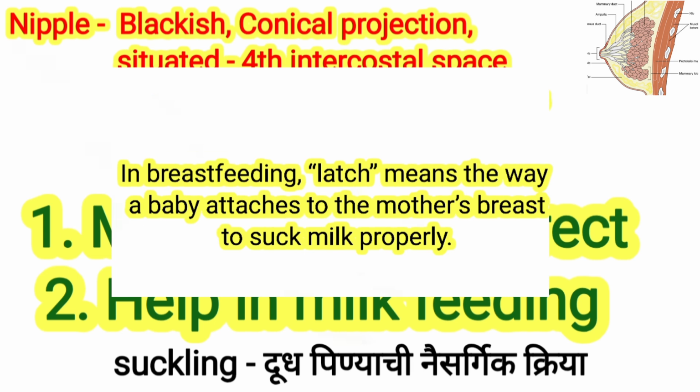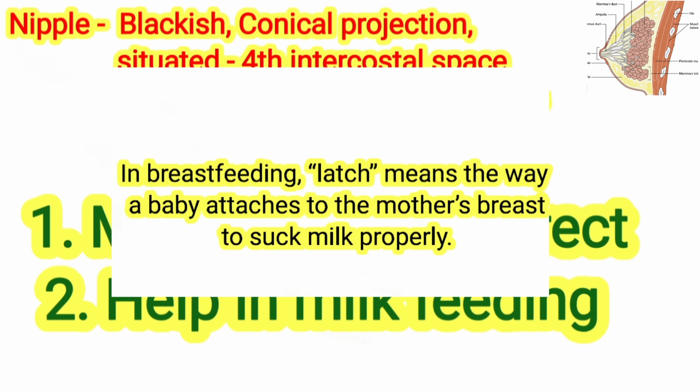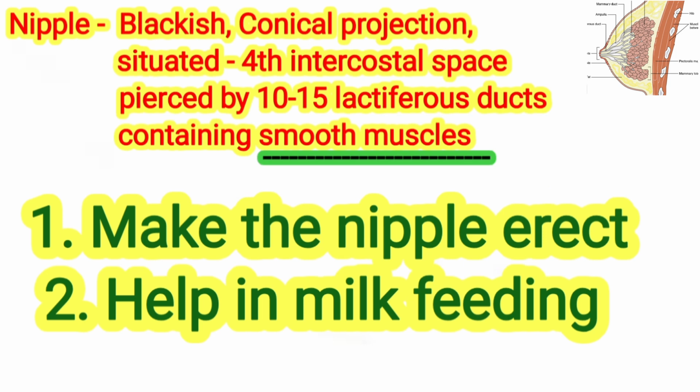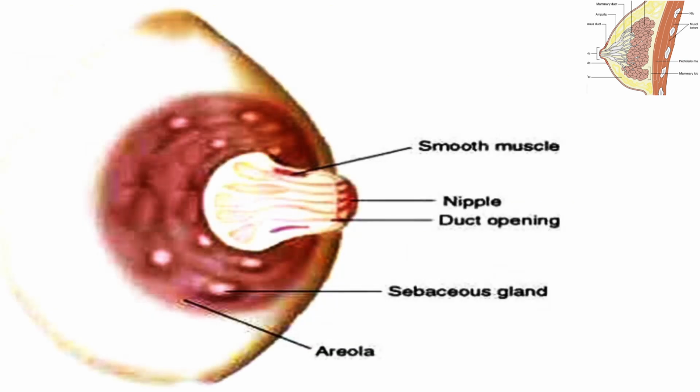Then help in milk feeding. How do they help? Contraction of smooth muscle around ducts and nipple compresses the ducts slightly and facilitates milk flow during suckling. So, what is important to remember? These smooth muscles are not the main milk producing tissue. Milk is produced by glandular cells. We have seen its name, alveoli. So, smooth muscles in the mammary gland help in erection of the nipple and assist breastfeeding.